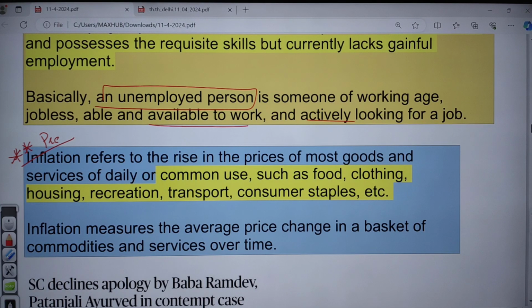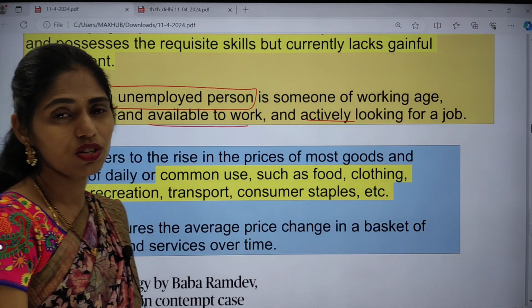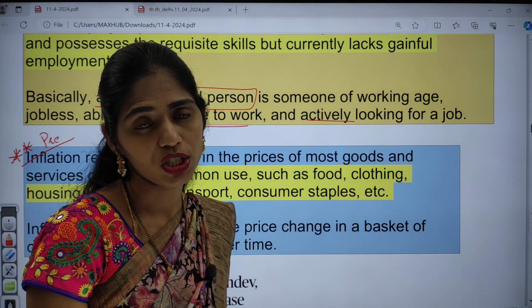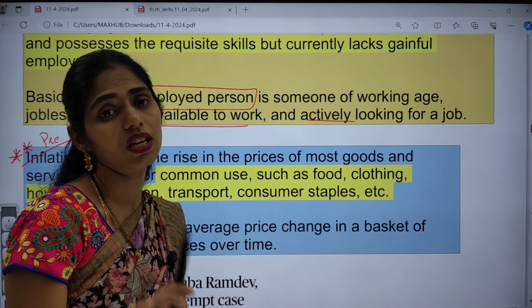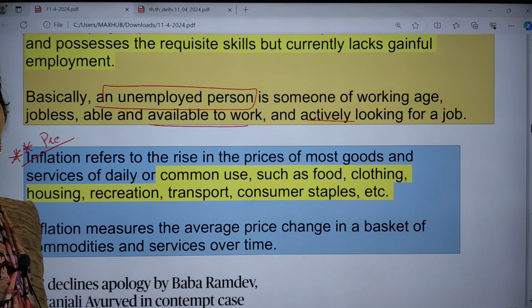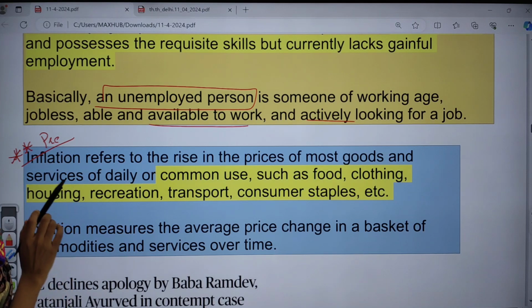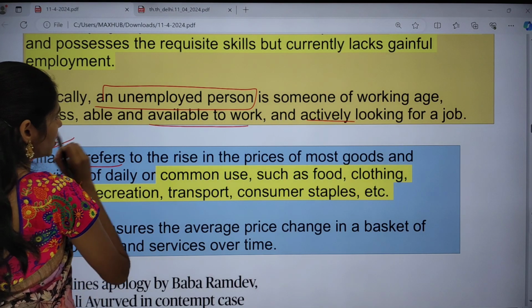As in 2022 there were 2 direct simple questions on inflation that came in your examination, and there is a high chance of getting a question again regarding inflation in this year's prelims. You have to be thorough with this inflation topic. So what is the meaning of inflation?